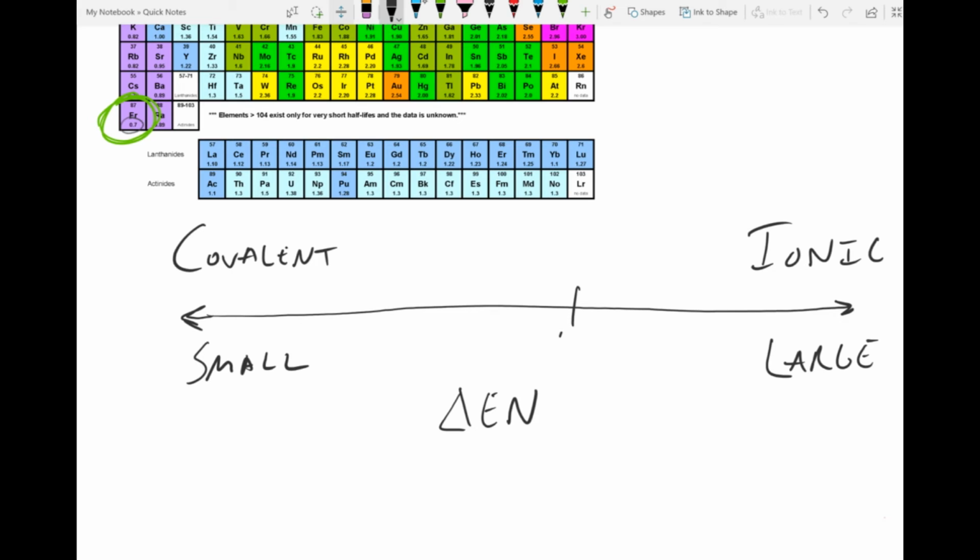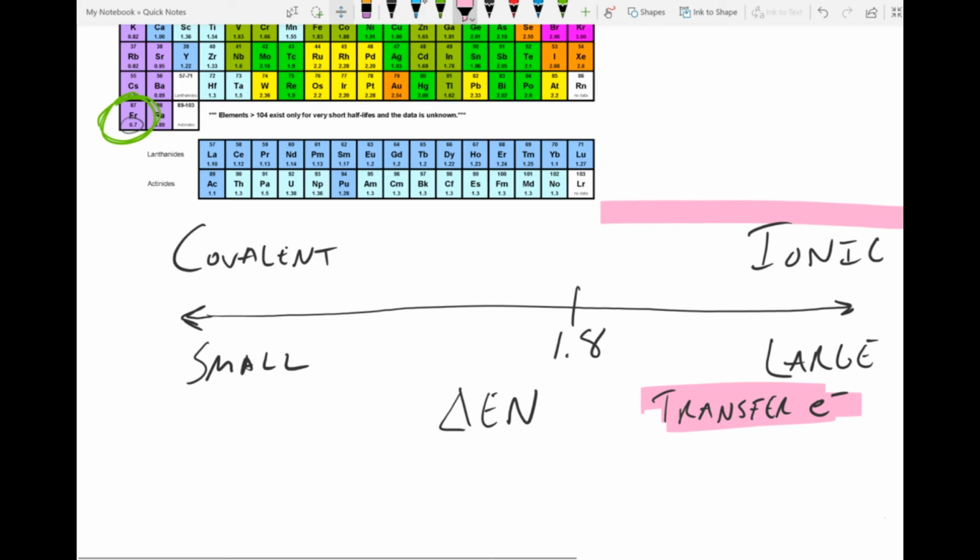Well, it just so happens that the line is around 1.7 or 1.8, one of the two, and that's the general vicinity. Once you pass that threshold, you actually have enough of a difference that you can begin to transfer electrons in this area. You can transfer electrons so long as you're in this general vicinity, that kind of idea.